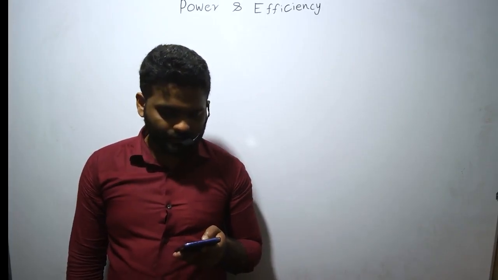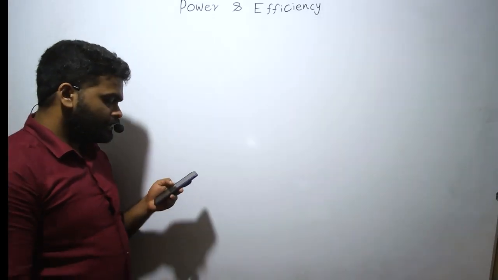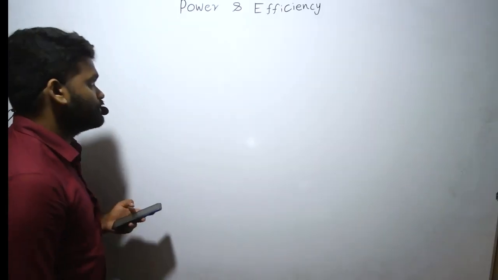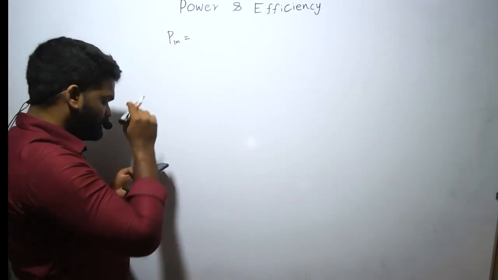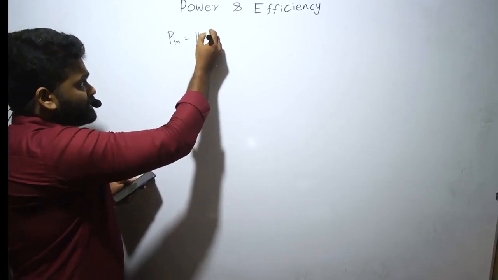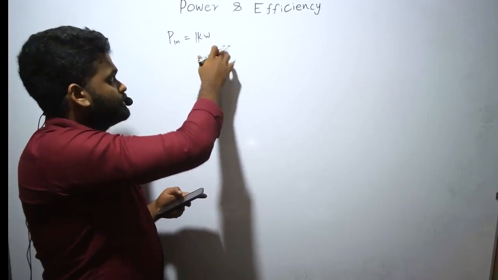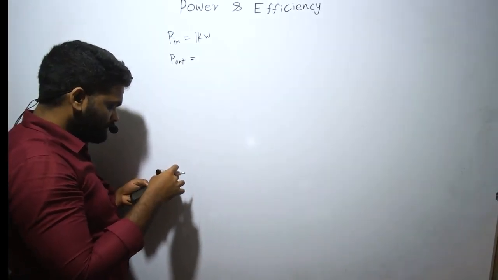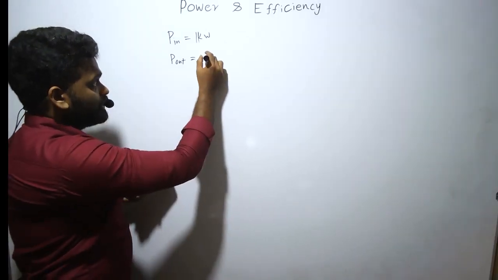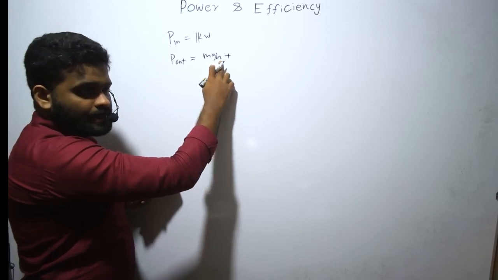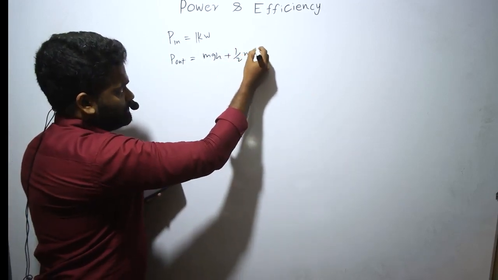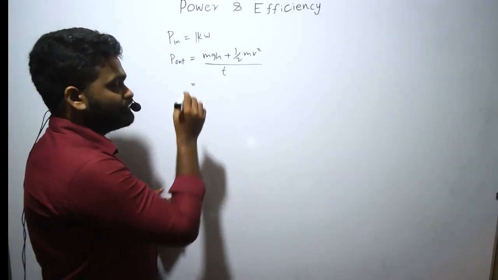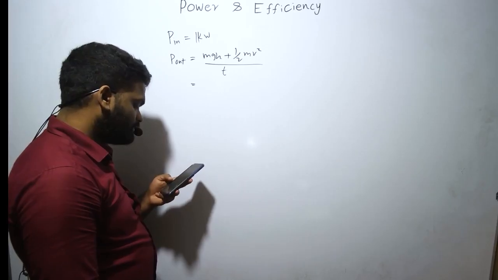A 1 kilowatt pump ejects water at 5 meters per second after lifting 300 kilograms of water to a height of 10 meters within a minute. The efficiency of the pump is? Now they're asking about efficiency. Input is given, 1 kilowatt. This is printed on the motor, provided by the electricity. So we need to find P out, the output, the useful energy. 300 kilograms of water is lifted and also given a velocity. So mgh plus half mv squared. This is energy, you need to divide that by time. This is done within a minute, so you can find the useful power.